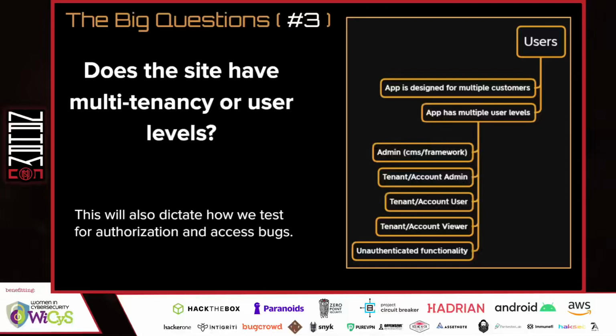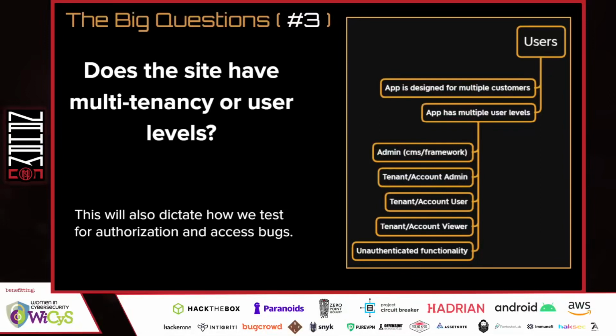And then if the application isn't, or even if it is, are there different levels of user? Because these will dictate how you test for authorization bugs. So, is there an admin user or like an account user, an account viewer, or even some unauthenticated functionality to the app? And can the unauthenticated view data that a viewer should only be able to view? And can a viewer view any data that only the user or the admin is supposed to be able to view? And you can go all the way up or down this chain to understand, are they able to access anything they're not supposed to at their user level?